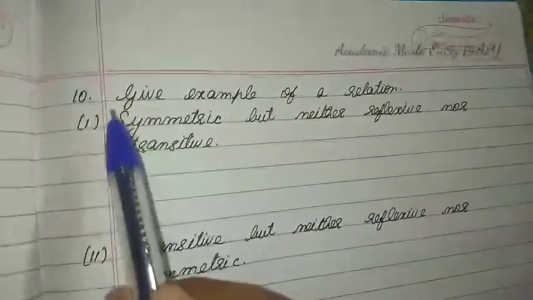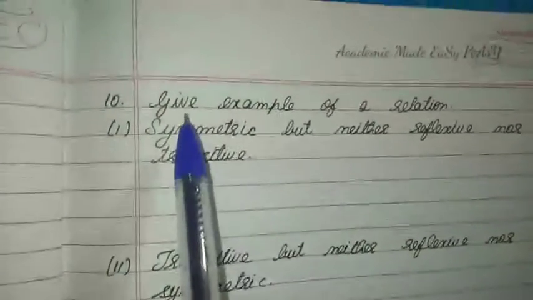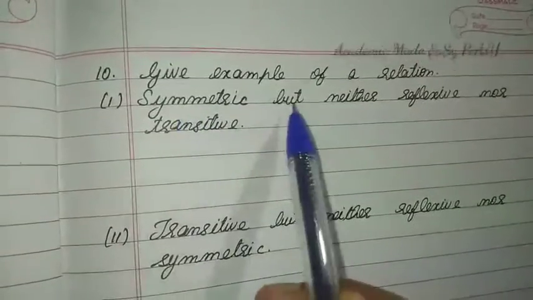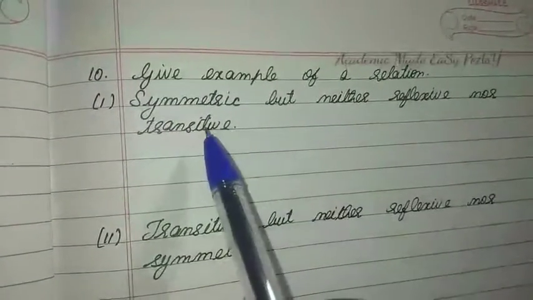So now we'll move on to the 10th question. This is a one line answer. We have to give an example of a relation which is symmetric but neither reflexive nor transitive.